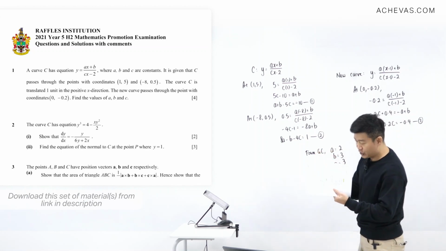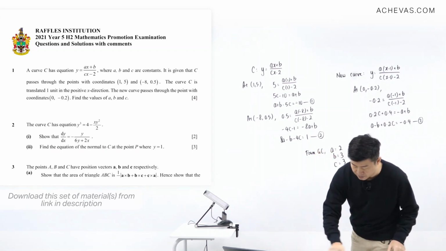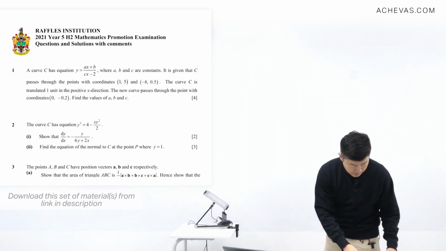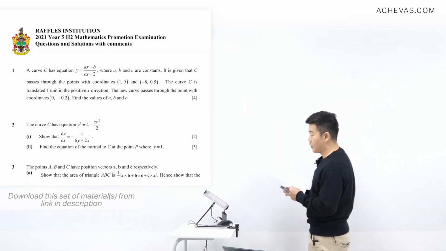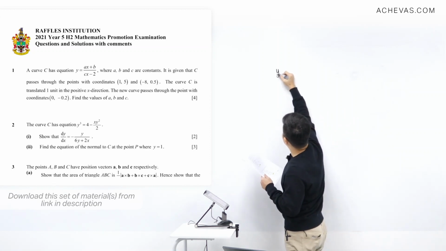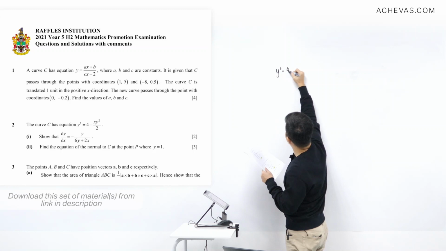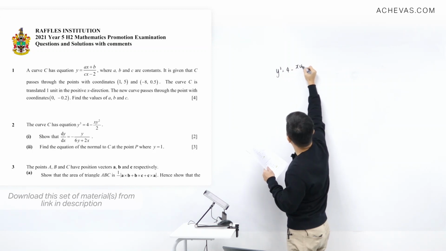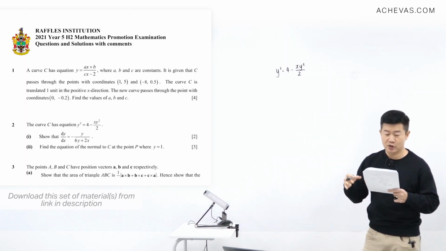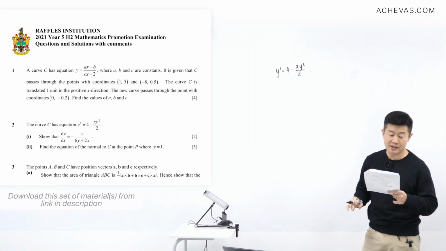The next one is a differentiation question. For this next question, question number 2, we are given y cubed is equal to (4 minus xy squared) divided by 2. We are supposed to find dy/dx and show that it is equal to the expression that is given to us.